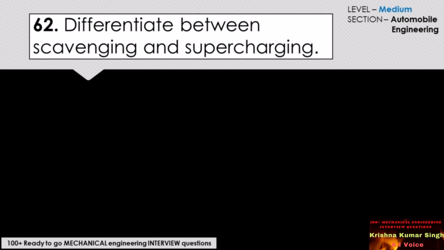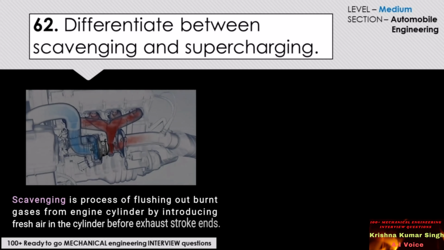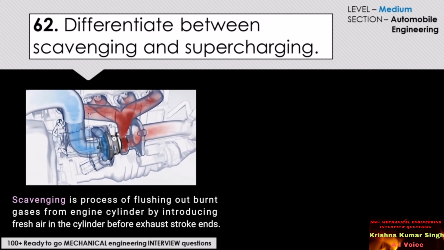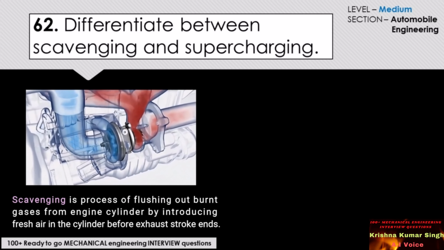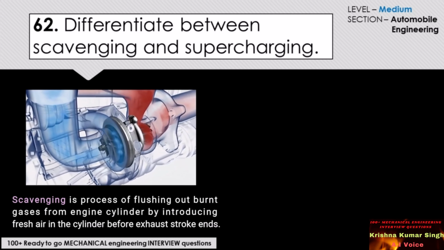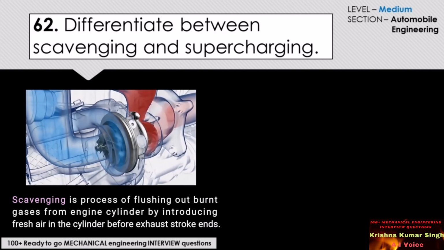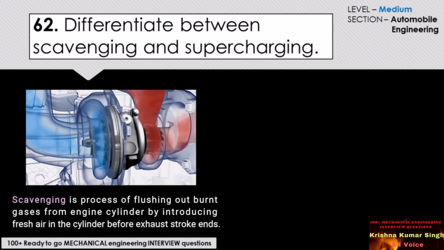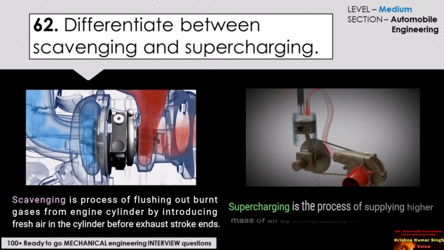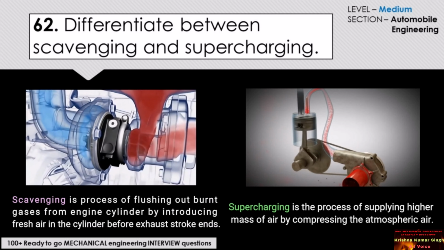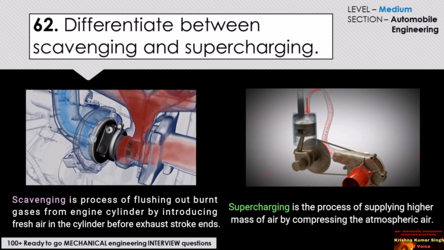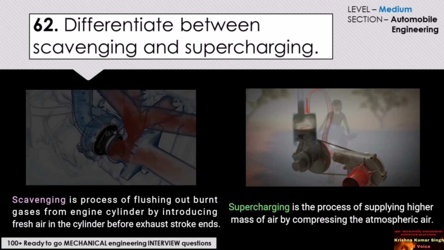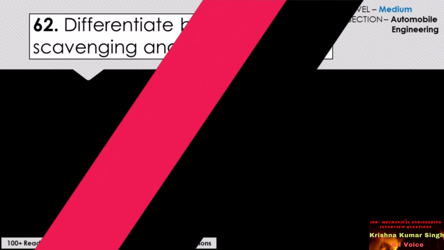Differentiate between scavenging and supercharging. Scavenging is a process of flushing out burnt gases from the engine cylinder by introducing fresh air in the cylinder before the exhaust stroke ends. Supercharging is the process of supplying higher mass of air by compressing the atmospheric air.